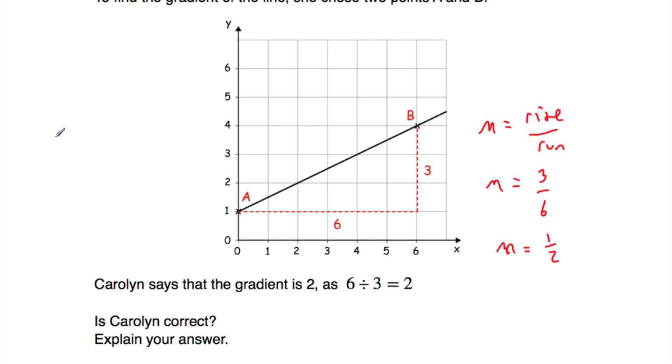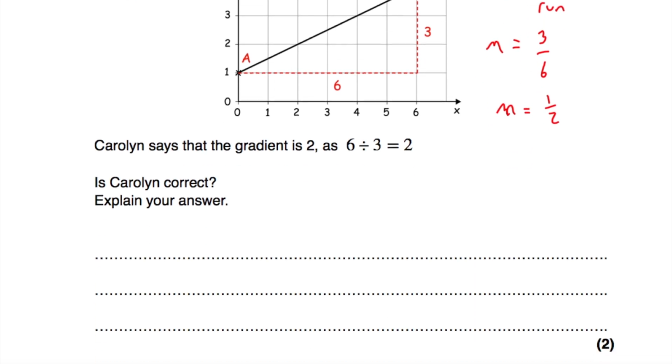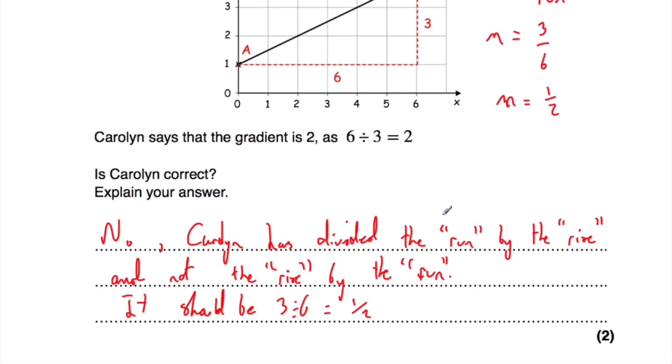What Carolyn's actually done is the run divided by the rise. She's done 6 divided by 3, not the rise divided by the run. So let's explain that. I've just explained that no, Carolyn has divided the run by the rise and not the rise by the run. It should be 3 divided by 6, which is equal to half. So the gradient of that line is equal to half.